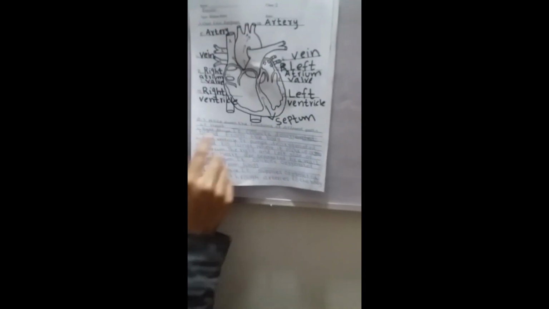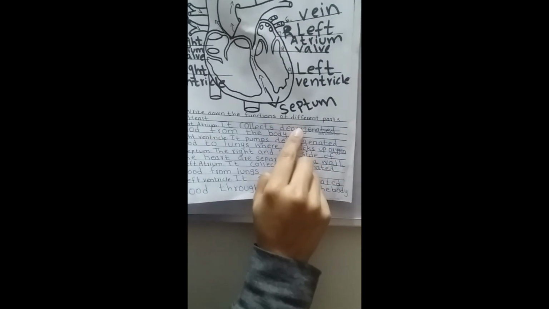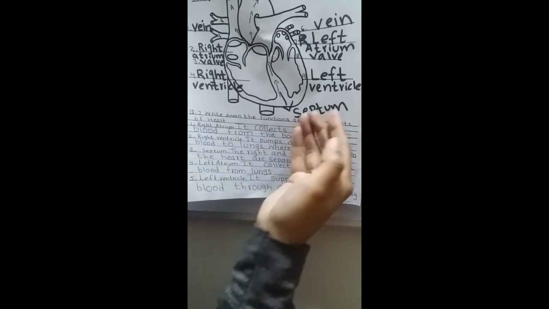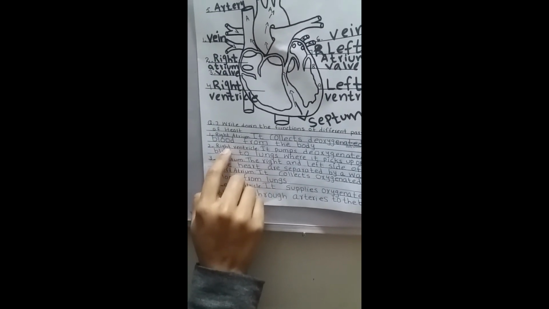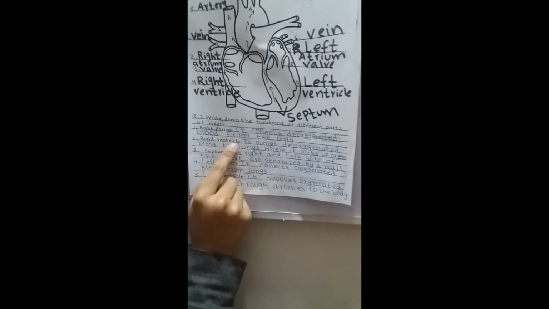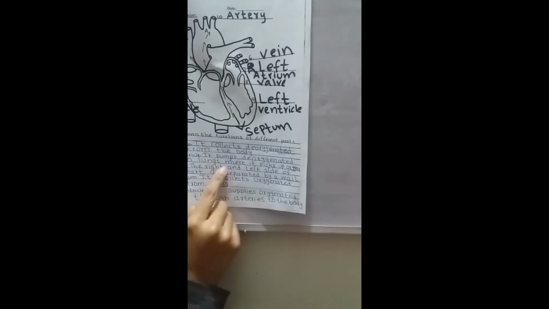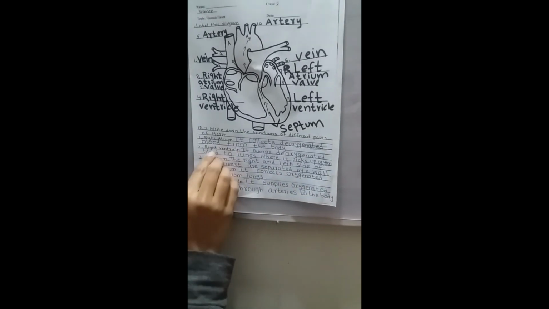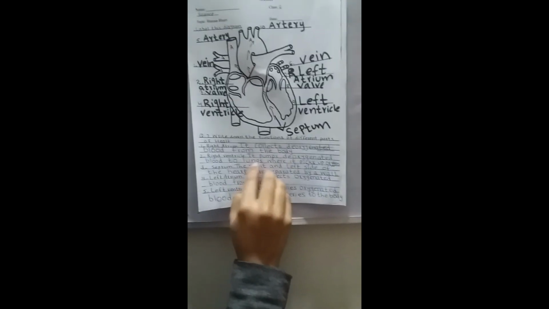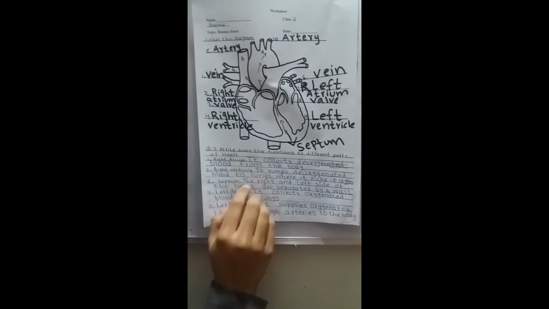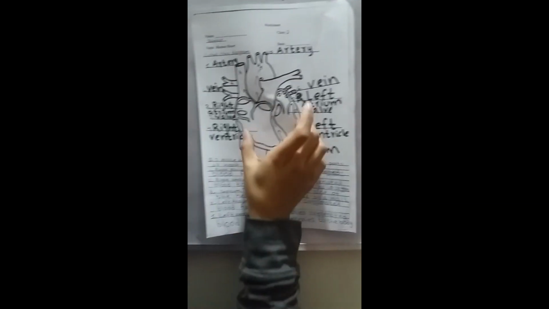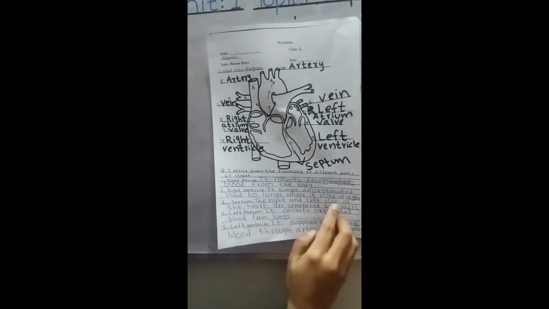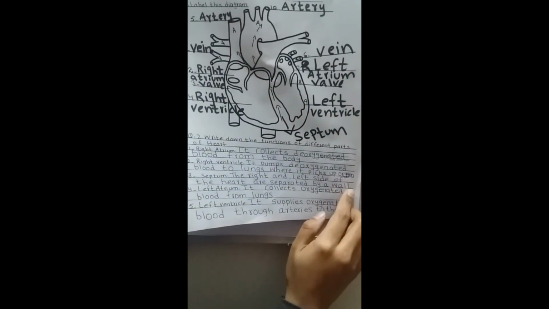Right atrium, it collects deoxygenated blood from the body and it enters through the vein. Right ventricle, it pumps deoxygenated blood to lungs where it picks up oxygen. Septum divides the right and left side. The right and left side of the heart are separated by a wall.